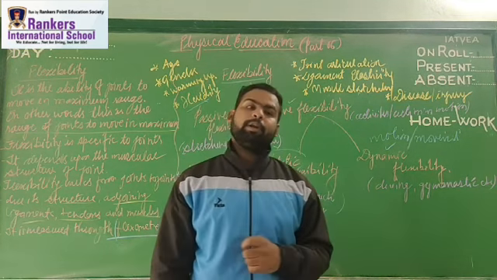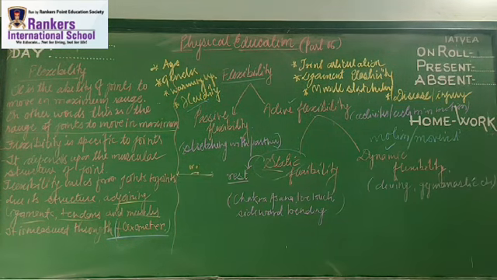Flexibility is the ability of our joints to move in maximum range, which depends on the structure, ligaments, tendons, muscles, etc. It is joint specific and it is of two types, passive flexibility and active flexibility. Active flexibility is of two types, static flexibility and dynamic flexibility, right? I hope you understand this concept.